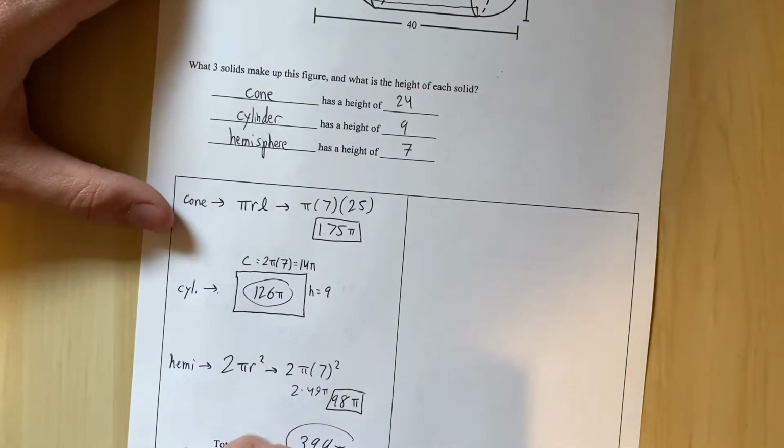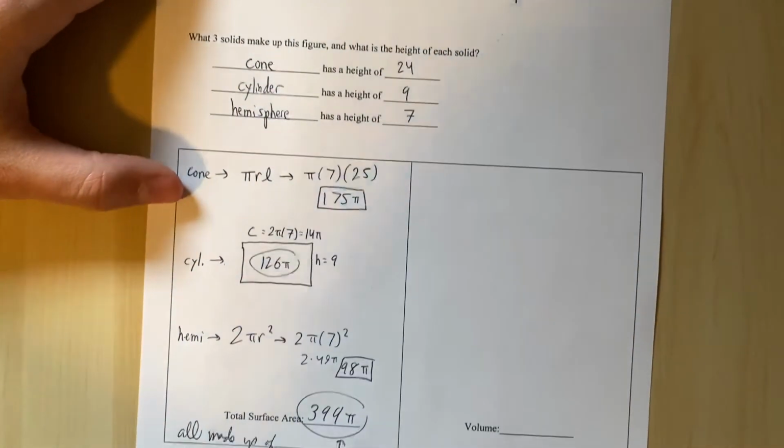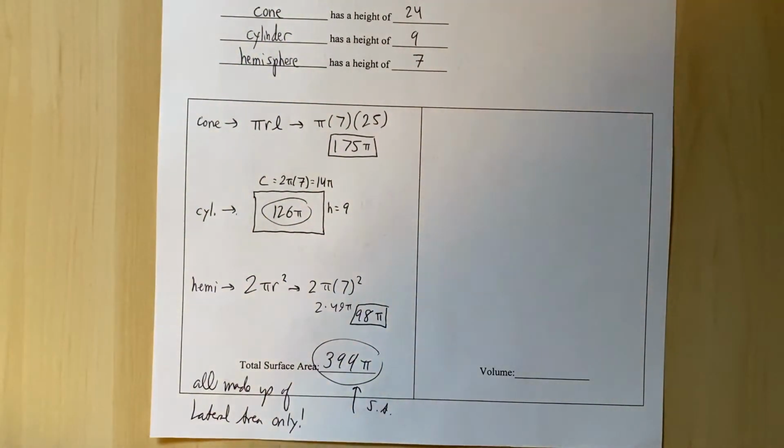And again, this is all made up of lateral area only. Don't forget that. It's all made up of lateral area only. Do not screw that up. You can't have the area of the base because there is no base in this shape. They're all inside.